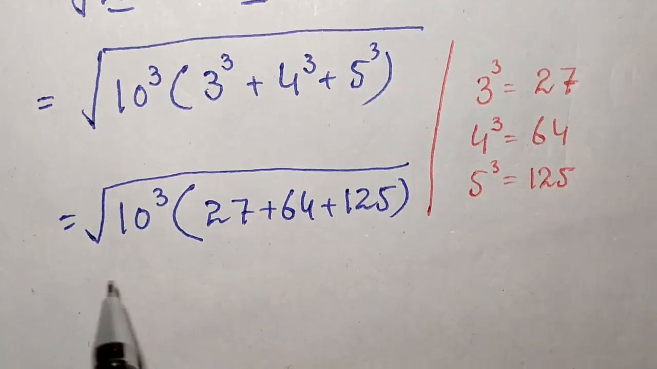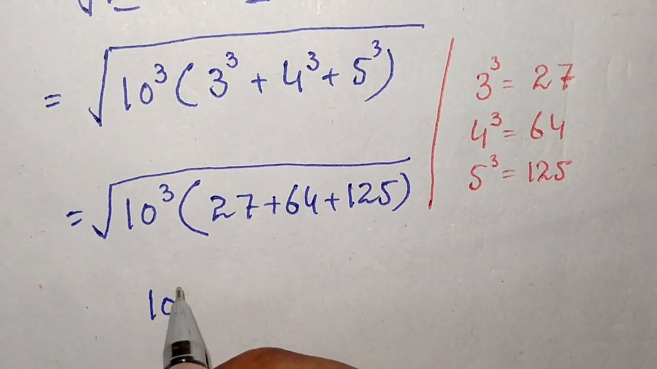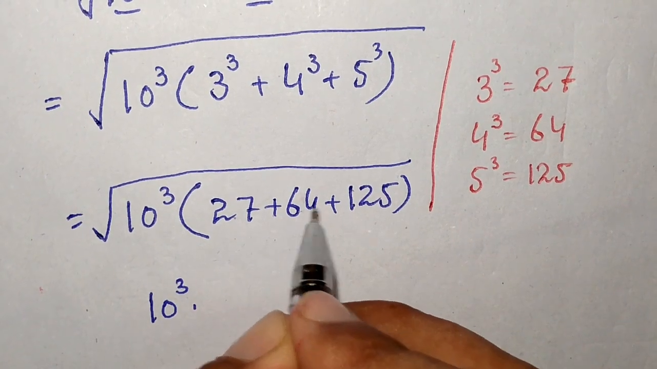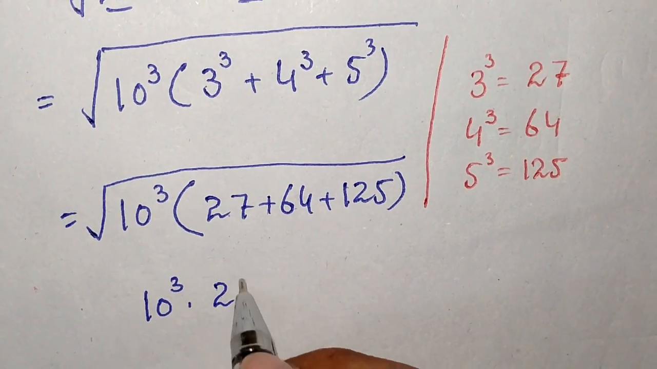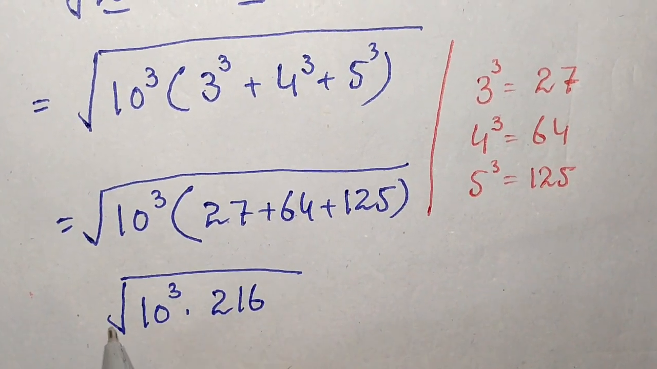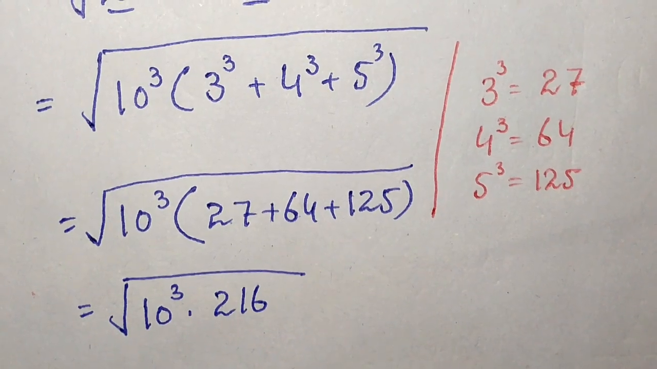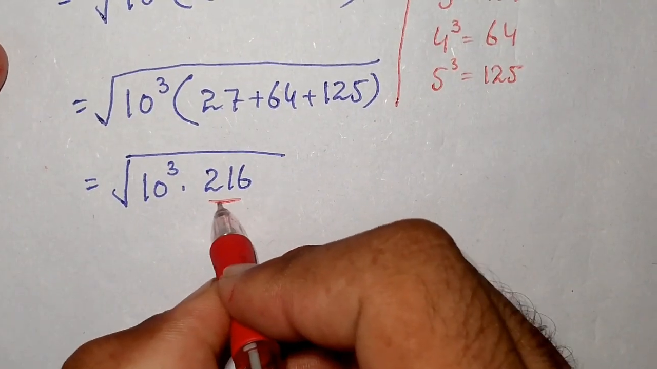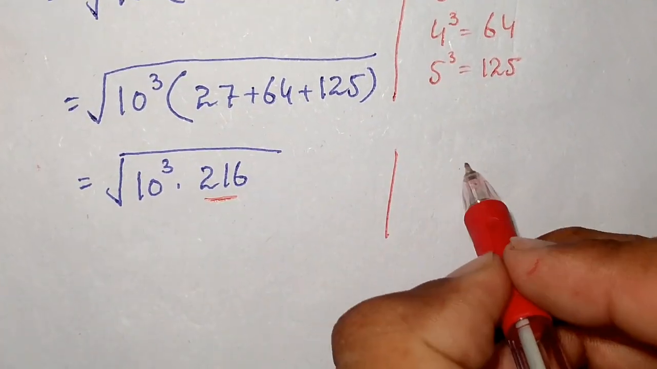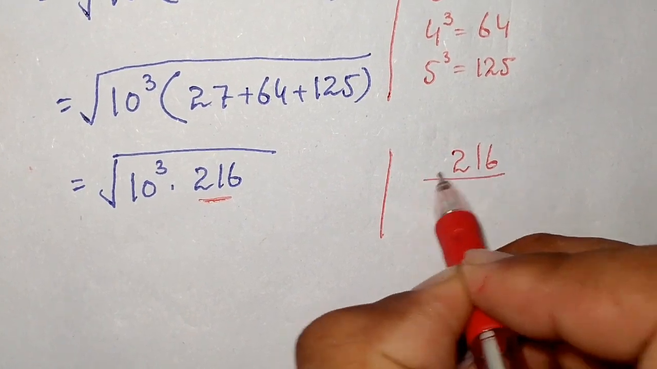Now in the next step, 10 to the power of 3 times 27 plus 64 plus 125, this is equal to 216, square root. Now we have to factorize this 216.